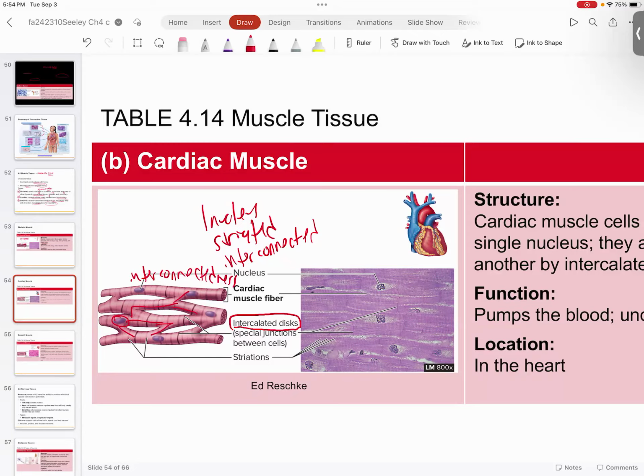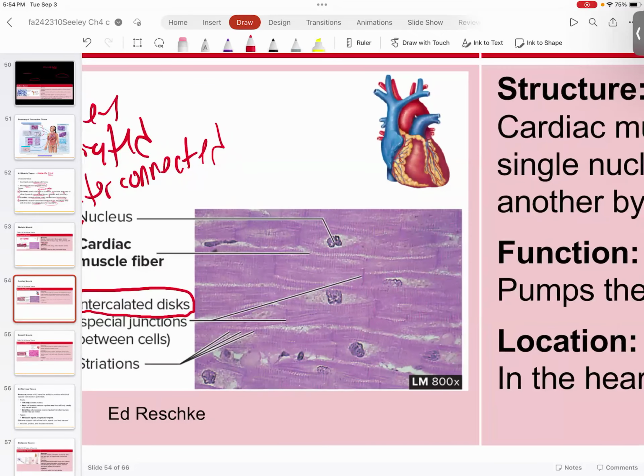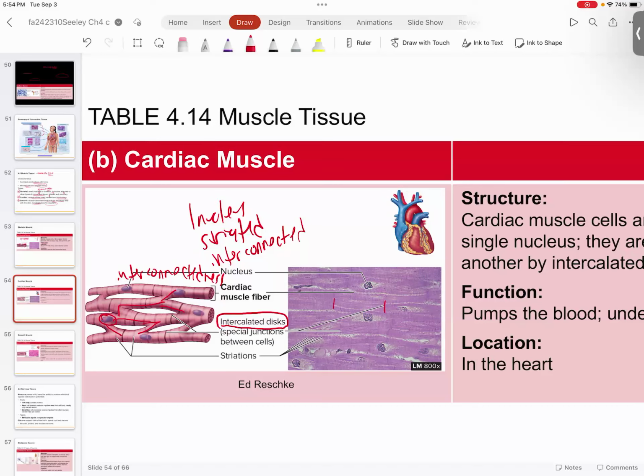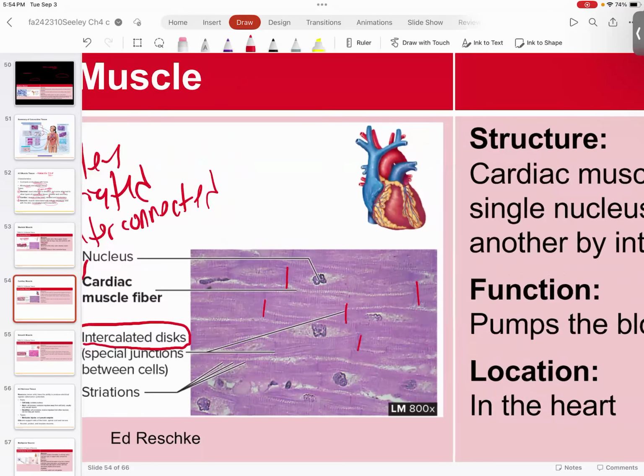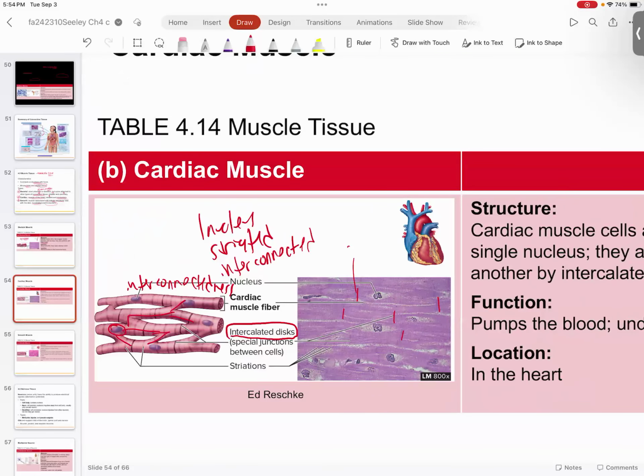They also have what's called intercalated discs. If you take a close look, you'll see that there's these little faint lines, these dark purple lines periodically throughout the tissue. Those are intercalated discs. What these are is basically gap junctions. And these gap junctions allow these cardiac muscle cells to communicate almost unanimously.